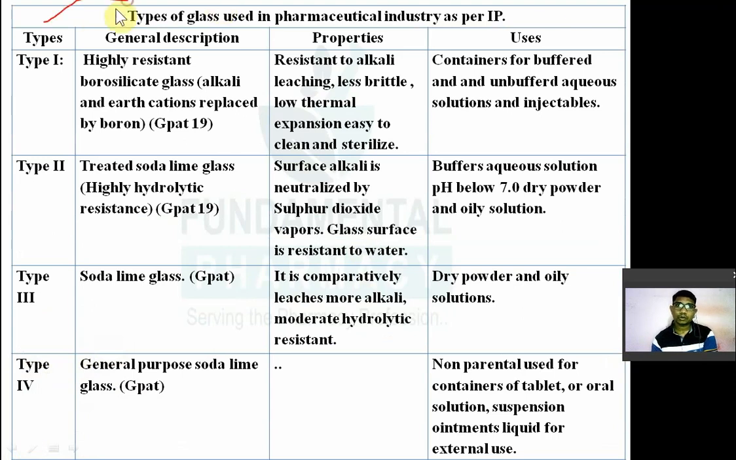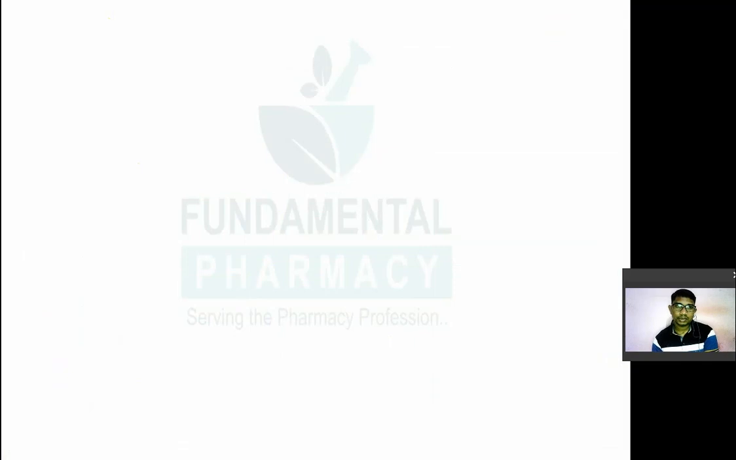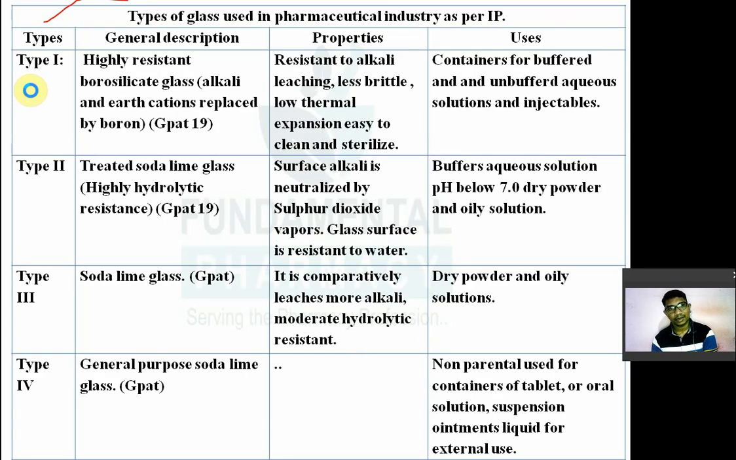Types of glass used in the pharmaceuticals as per Indian Pharmacopoeia. IP के तहत कितने ग्लास? Type 1, Type 2, Type 3 and Type 4. There are 4 kinds of glasses. Type 1 glass, it is known as a highly resistant borosilicate glass. Synonym B याद रखो, बहुत ही ज़्यादा important.